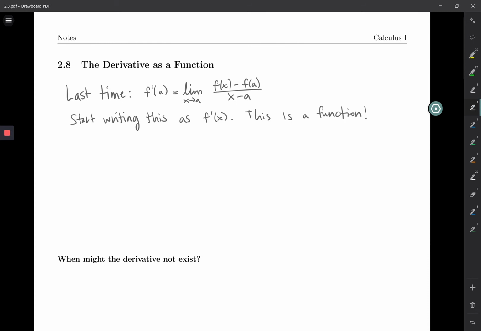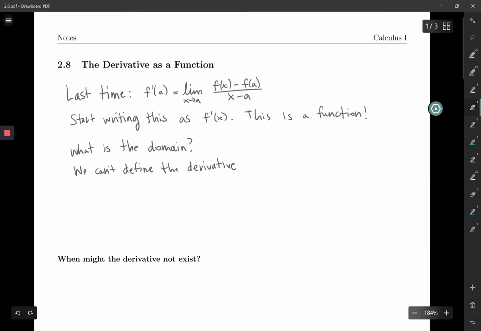Okay. So what is the domain of this function? Since we have a function, we can always ask what the domain would be. And the answer is that there's one restriction, and that is that we can't define the derivative at a point where f is undefined. Because f of a shows up, or f of x, we have to actually evaluate the function at the point where we're trying to define the derivative. So if f is undefined there, then we can't move forward with the definition. So we can't define the derivative anywhere that f is undefined.